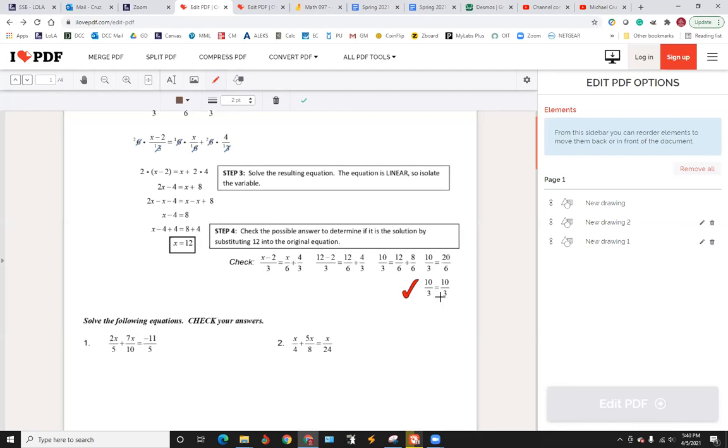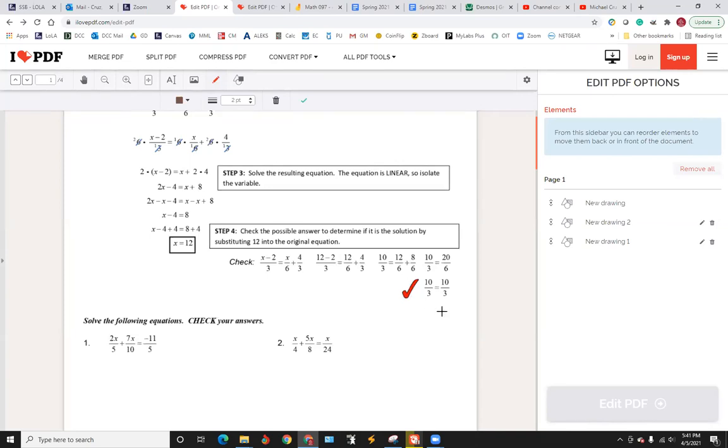4/3. Well, what you're going to have to do to check them is almost harder than solving the thing. You've got to find a common denominator for these two to add them together. Or what you could do is just put this one over here, and it becomes negative 4/3. So 10 minus 4 is 6/3. And what you've got left then would be the 12/6. Both of those equal 2. So it checks out.